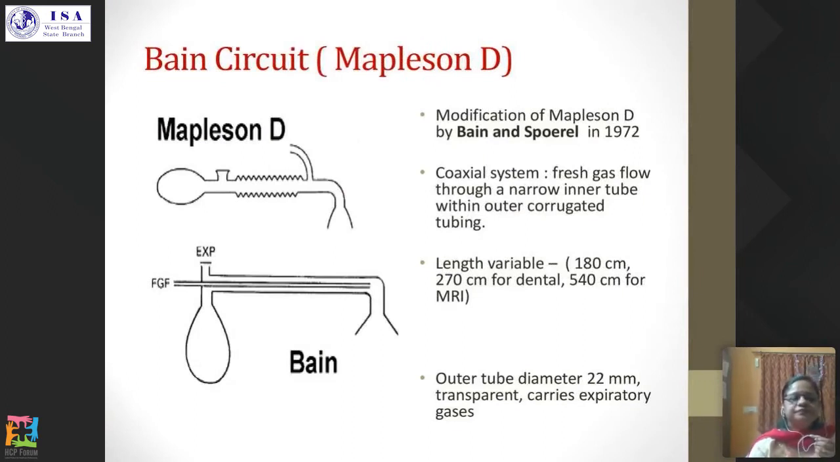Now, this is the Mapleson D system and this is the main modification by Bain. The modification of Mapleson D by Bain and Spoerel was done in 1972. It is a coaxial system where fresh gas flows through a narrow inner tube within the outer corrugated tubing. The outer corrugated white tubing and a green tube which takes oxygen from the machine open towards the patient end. The length is variable so that we can use it in different settings.